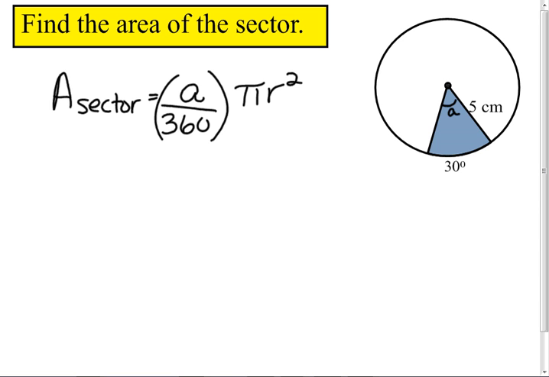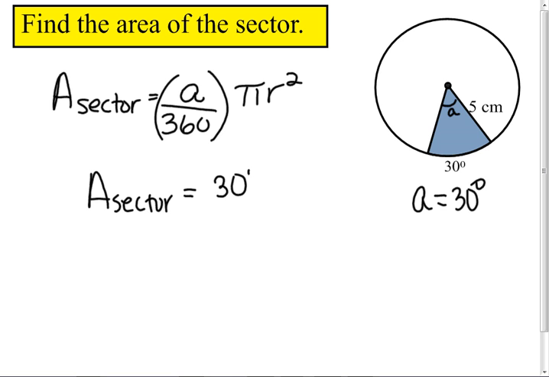How big is A in this case? 30. Okay? It's a small piece of pie. So we're going to substitute that in. Area of the sector equals 30 degrees out of 360. That's the fractional amount of the circle we want. We want just part of it. And then we're going to multiply it by pi.